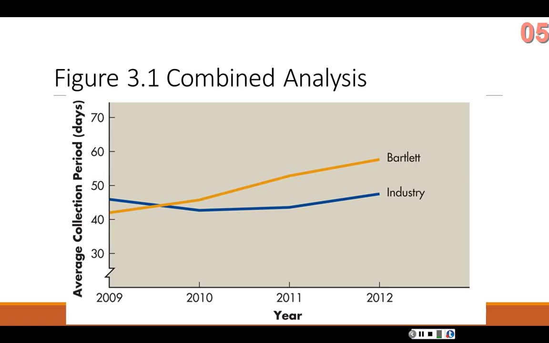So if we were to look at the yellow line alone, so ignore the blue line, that would be an example of a time series analysis. So we're seeing how Bartlett Company's average collection period has changed over recent years. When we include the industry averages as well, that's a combined analysis. So not only are we comparing Bartlett Company to itself across time, we're comparing Bartlett Company to the industry and itself across time.